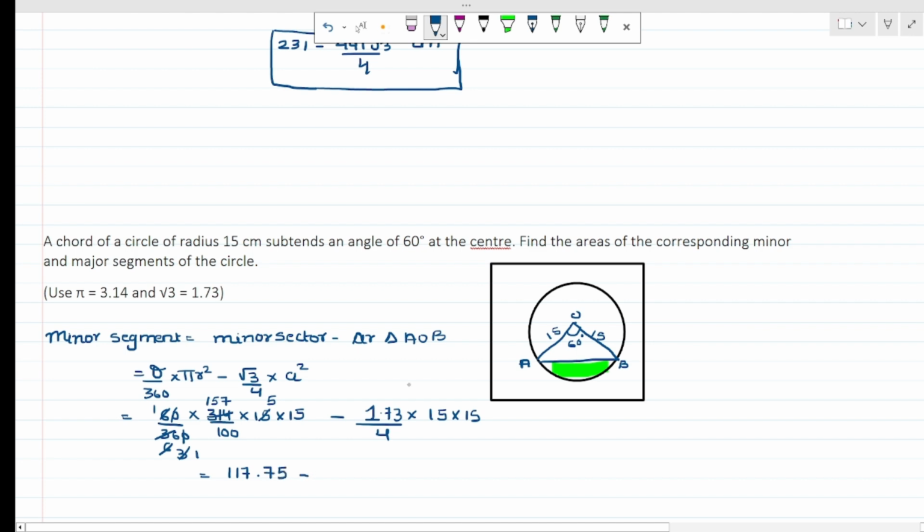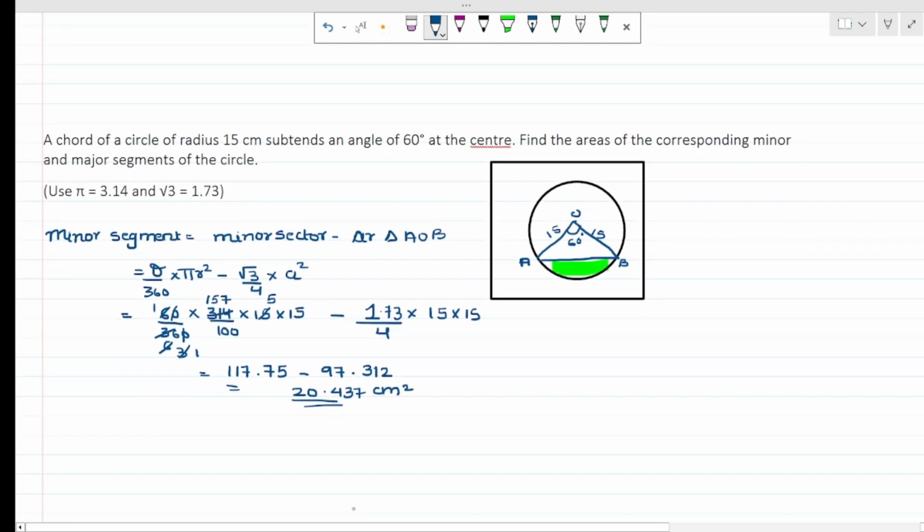117.75 minus. Now, as you can see, 1.73 multiplied by 15 upon 4. So 15 times 15 is 225 and 225 multiplied by 173 divided by 4 will give you 97.312. Now subtract this, 117 minus 97. You will get your answer as 20.437 centimeter square. This is the answer for your minor segment.